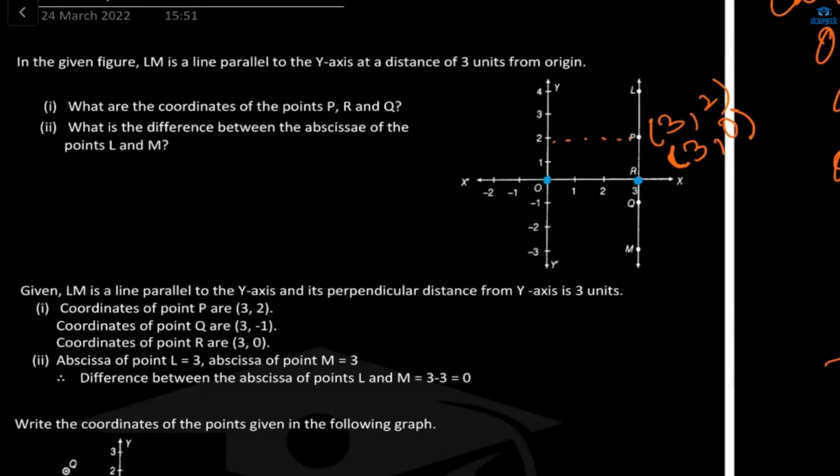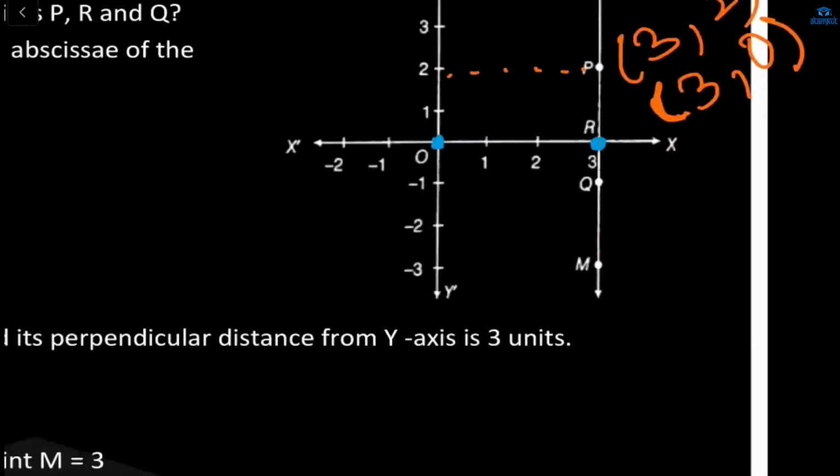Now, can you tell me the coordinates of point Q? Point Q is 3, negative 1. Yes, 3, comma, negative 1. Very nice. Now let's see the second part.